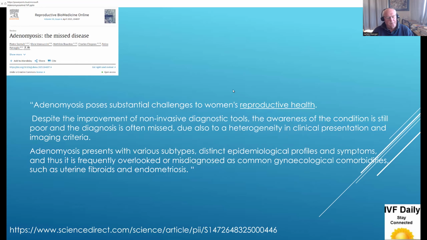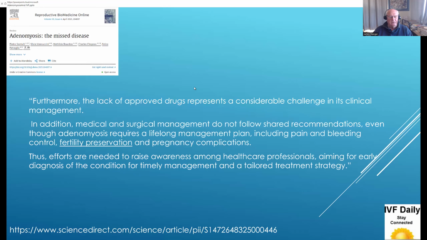But the authors do make the point that adenomyosis poses substantial challenges to women's reproductive health. Despite the improvement of non-invasive diagnostics, the awareness of the condition is still poor and diagnosis is often missed due to the heterogeneity of clinical presentations and imaging criteria. Furthermore, the lack of approved drugs represents a considerable challenge in clinical management.